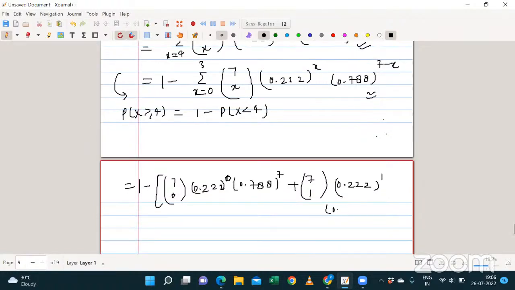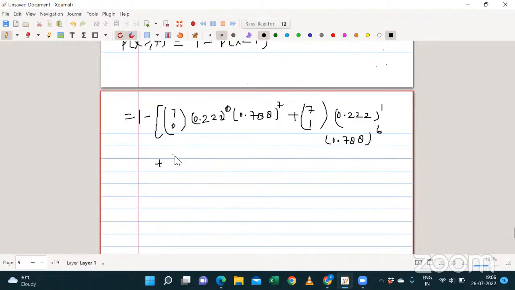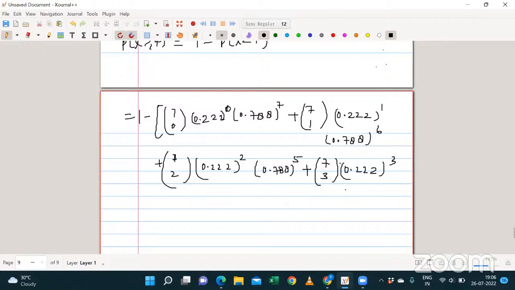See, this is a 0. Okay, so the next term will be 0.778 raised to 7 minus x, that means 7 minus 1 will be 6, plus the next term will be 7C2, right? 0.222 raised to power 2 and 0.778 raised to power I think 5, plus 7C3 × 0.222 raised to power 3 and 0.778 raised to power 4, right? So just calculate all the values, add, and then subtract it from 1.